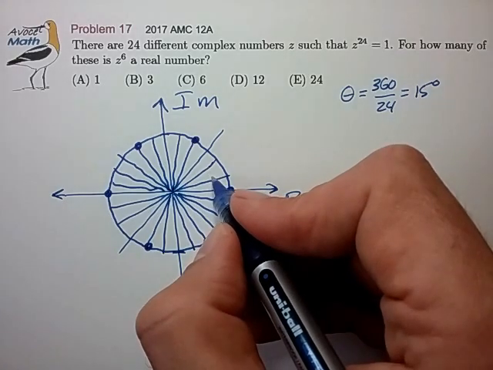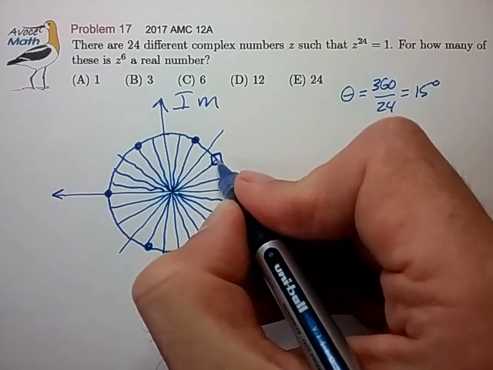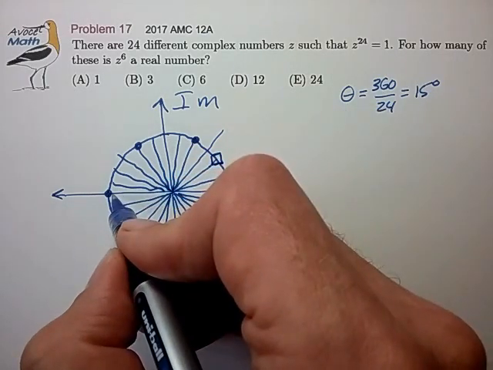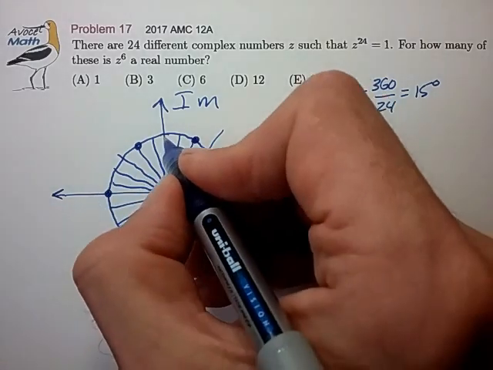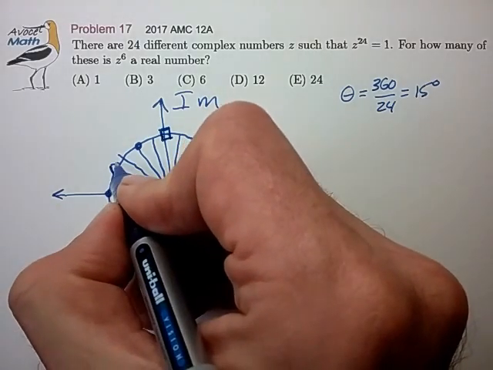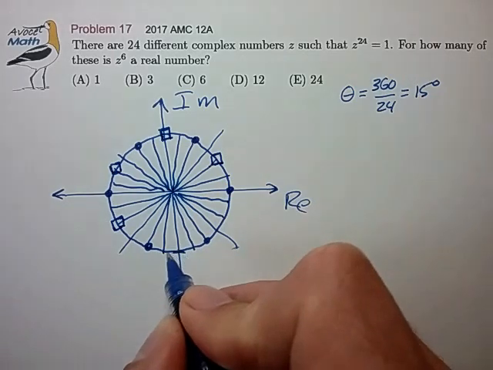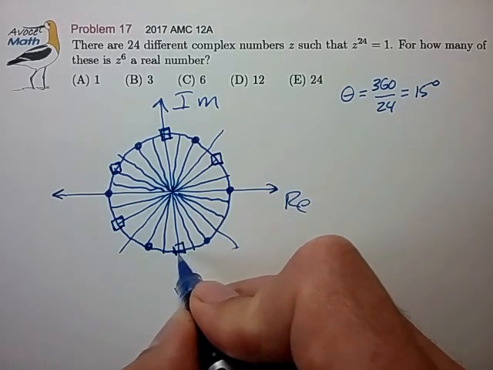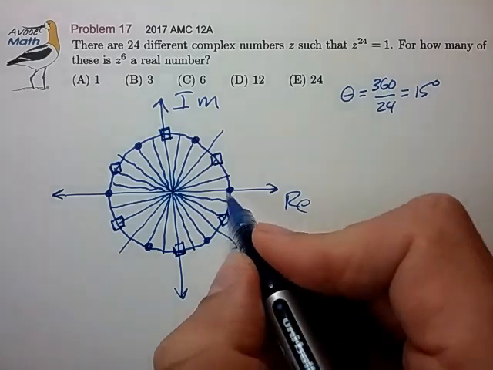So the first one that satisfies that condition would be 30 degrees. So 30 degrees times 6 gets you to 180. Going to 180 plus 360, 90 degrees would satisfy that. And continuing, we find that these values shown with the boxes, when multiplied by 6, will get you to the negative real axis.